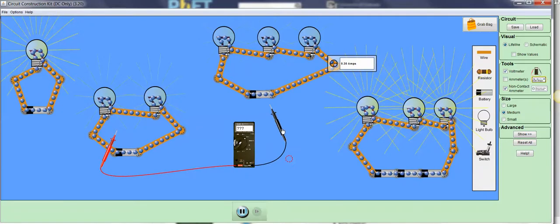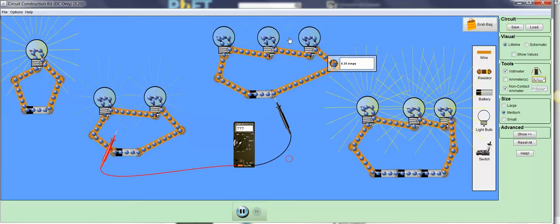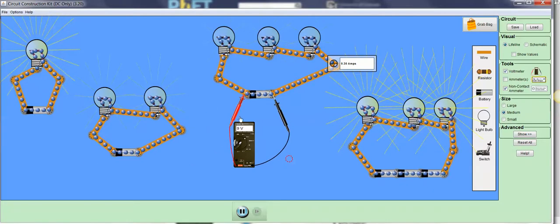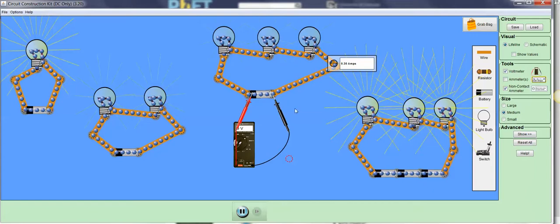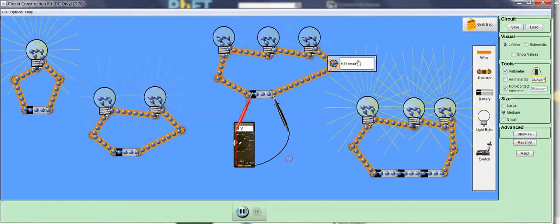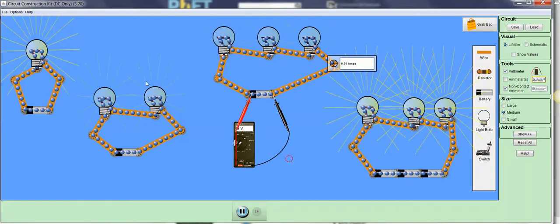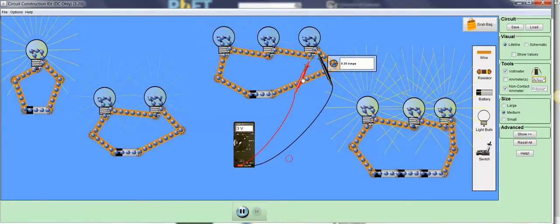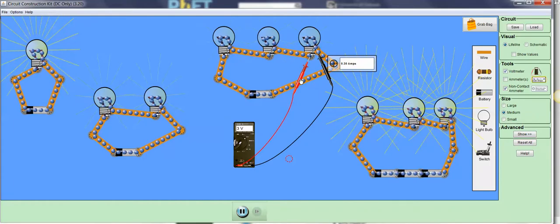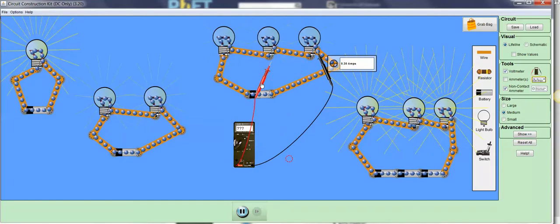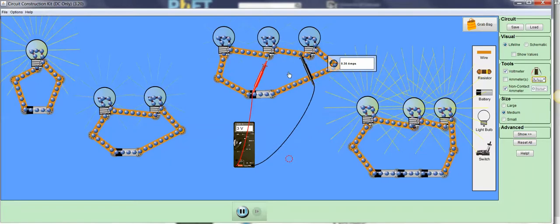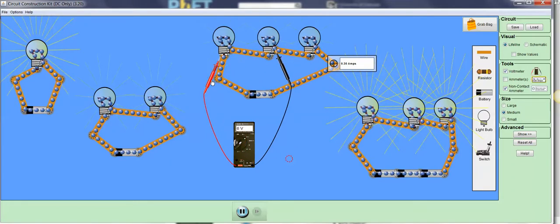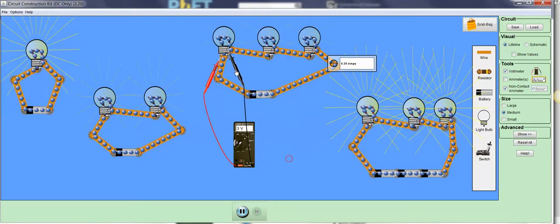Let's do this again. Now I have 3 bulbs and 1 battery. Again, I have 9 volts across the battery. This time 0.3 amps in my circuit. You're seeing that the lights get dimmer. I have 3 volts across the first light bulb. I have 3 volts across the second light bulb. I have 3 volts across the third light bulb.